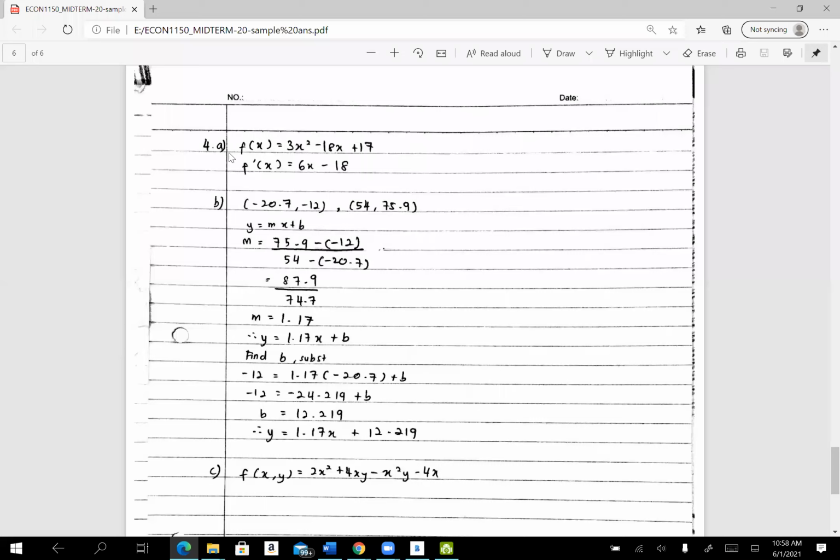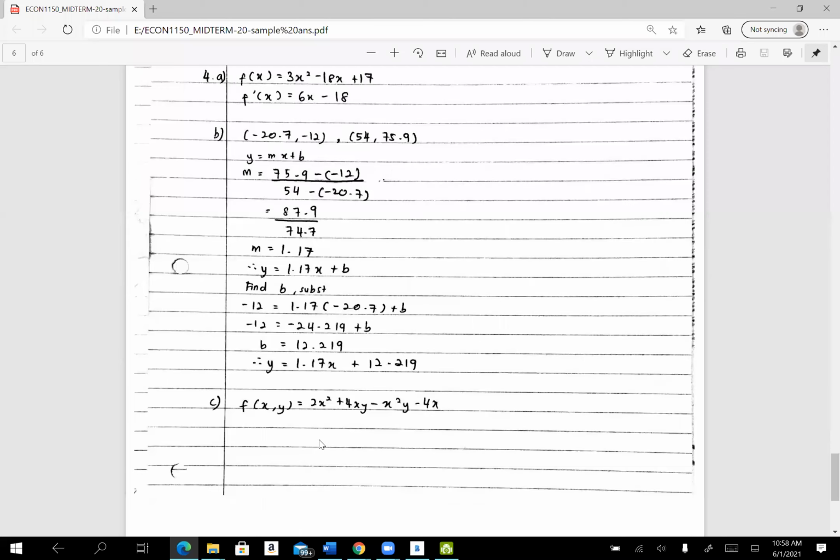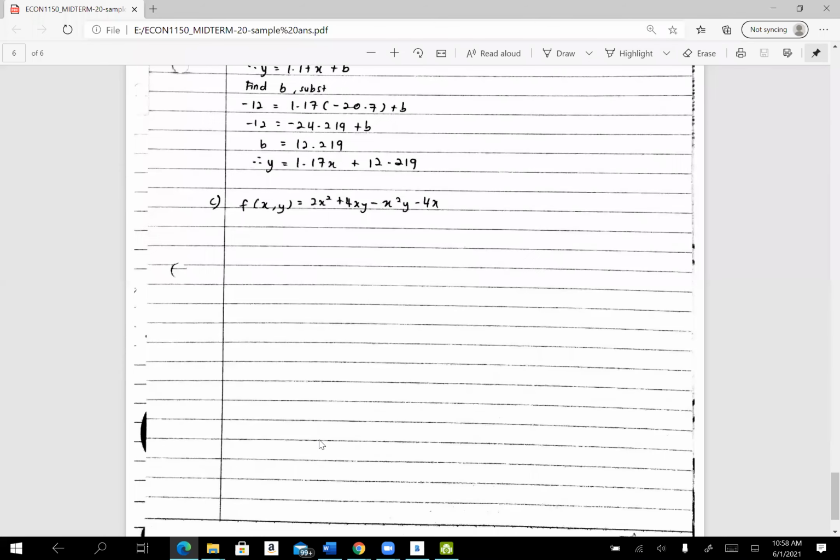So if you go by the answer here, part A, f prime, you got that. And then to get B, first you get the slope, okay? M equal to, you got the slope, and then substitute back, you get the intercept. So you got the equation. So that is the equation. And then part C, she didn't have the time to do it. So let us do it. So if you look at that, first you have to find the partial derivatives.